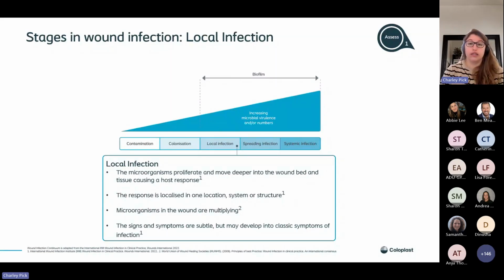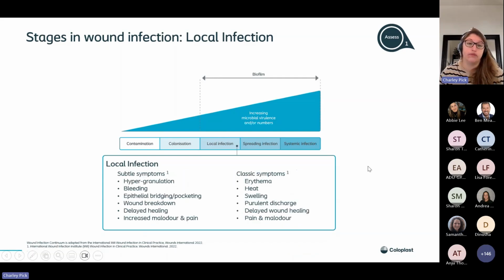Your microorganisms in that wound are multiplying, and the signs and symptoms are subtle but may develop into classic symptoms of infection. Now, this is just a review of the subtle symptoms: hypergranulation or overgranulation, bleeding, epithelial bridging or pocketing, wound breakdown, delayed healing, increased malodor or pain. And your classic symptoms are your erythema, your redness, your heat, your swelling or your edema, purulent discharge, so like pus-type discharge, delayed wound healing, pain and malodor.